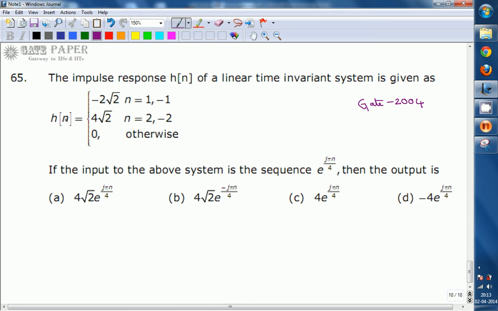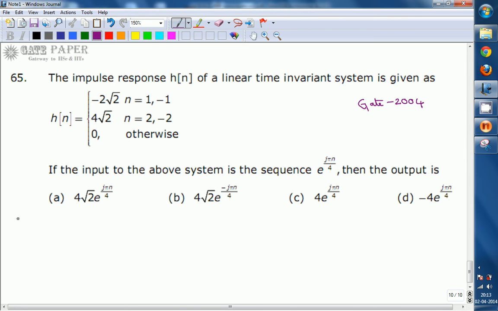Here the impulse response h of n of a linear time invariant system is given as h of n equals minus 2 root 2 for n equals 1 and minus 1, and 4 root 2 for n equals 2 and minus 2, and 0 otherwise. If the input to the system is the sequence e power j pi n by 4, what is the output of the system? So now we are going to find the output of the system given the h of n and the input.